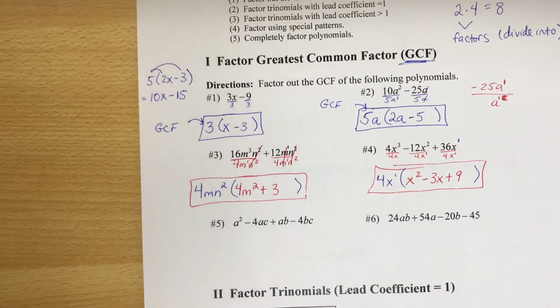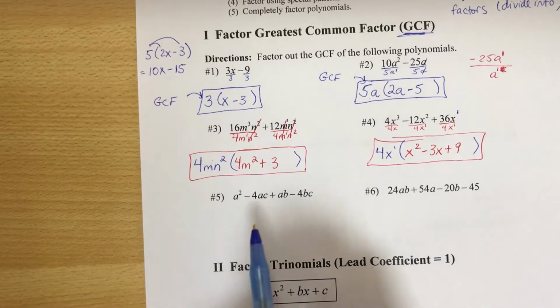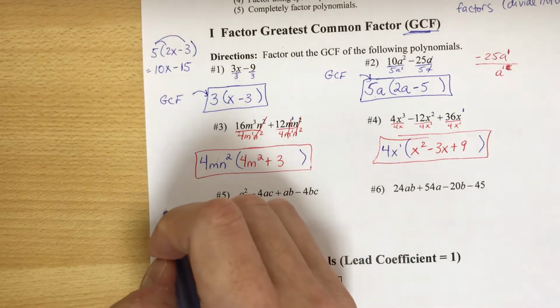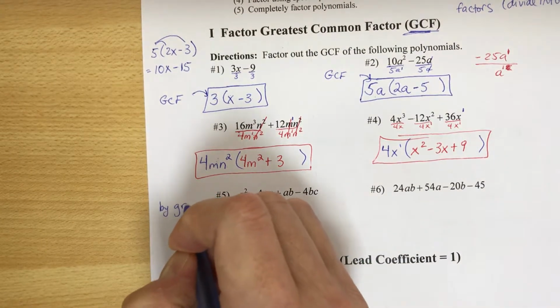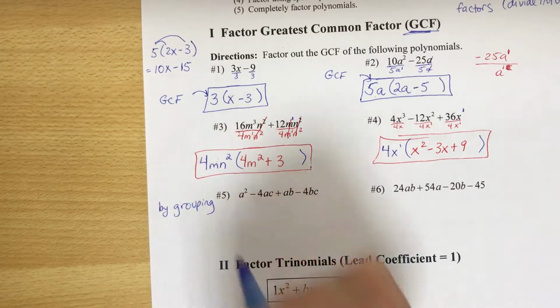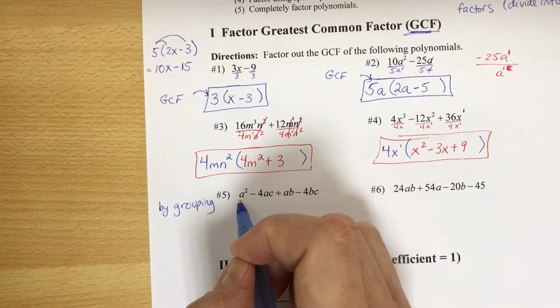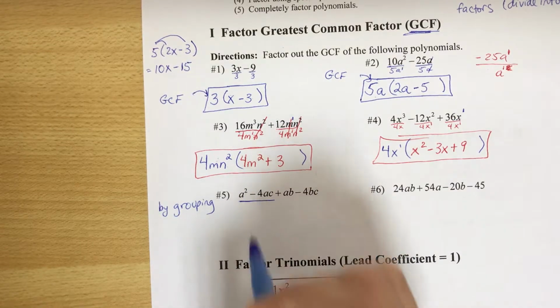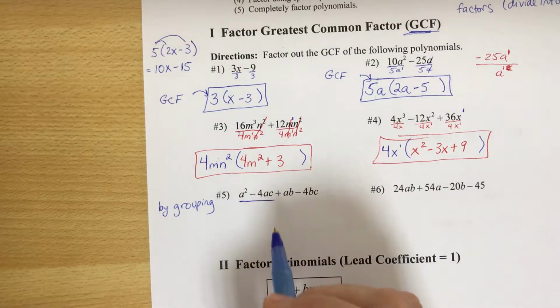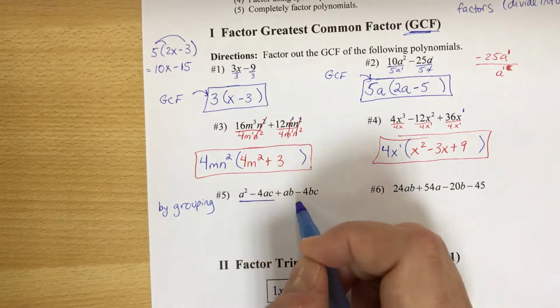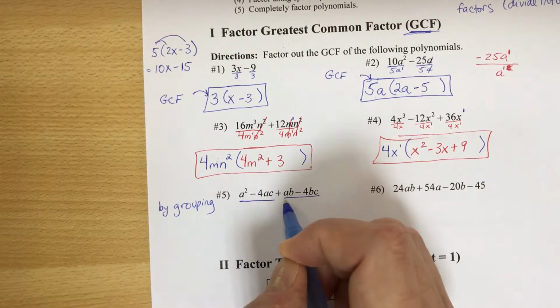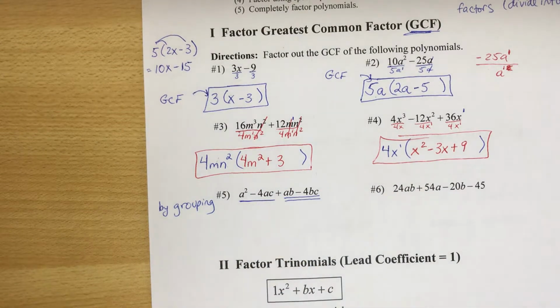Now, in number 5, you have 4 terms, and I'm going to show you a new method here. It's called factor by grouping. Since we have 4 terms, we're going to pair these up. Here's the first pair, a squared minus 4ac. I'm going to underline that. And then the second pair, I'm going to underline that twice.